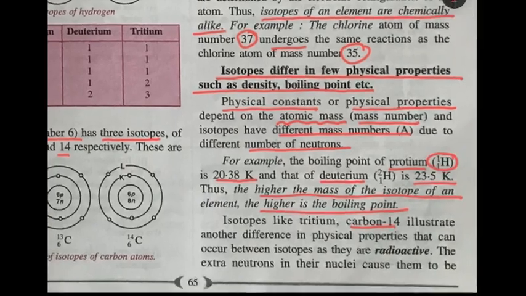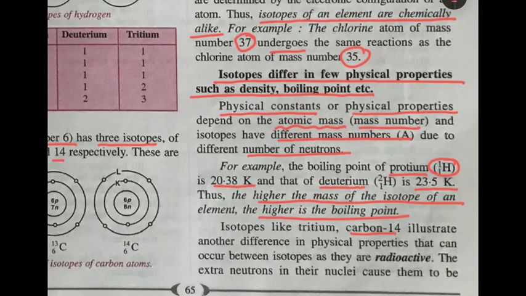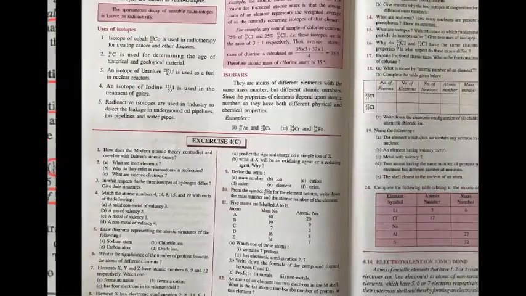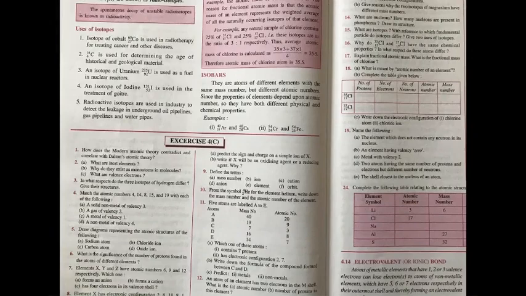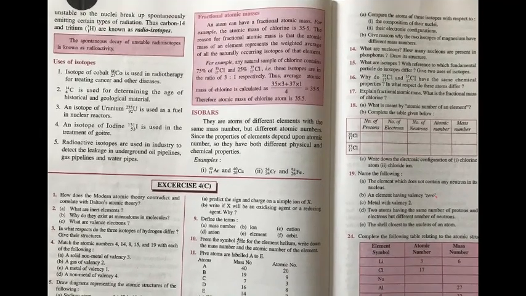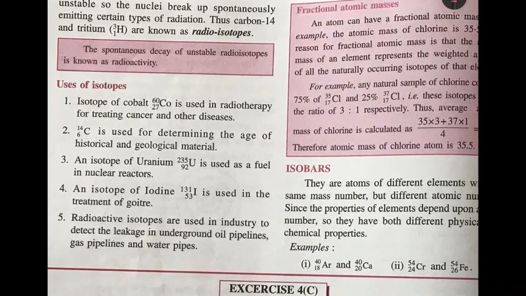Now when we talk about radioactivity, you know that there are extra neutrons in the nuclei. So what happens? It causes them to become unstable. Because there are extra neutrons in the nuclei, they become unstable. So the nuclei continuously break up, and when they are breaking up, they emit certain types of radiation. So carbon-14 and tritium are known as radioisotopes.